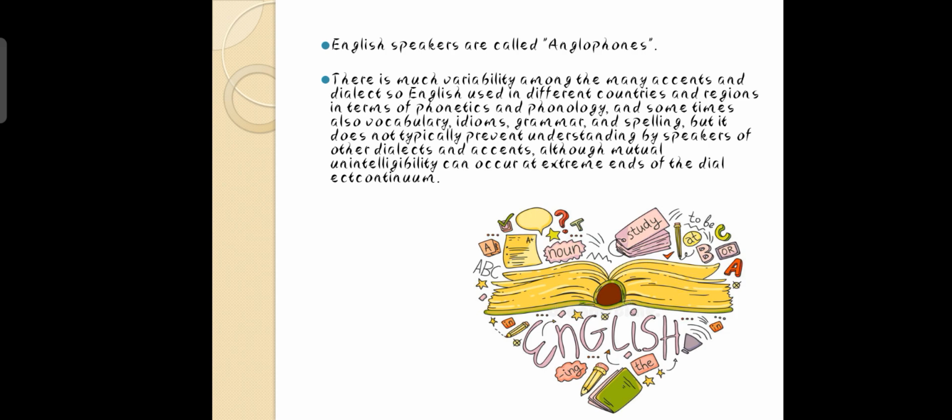There is much variability among these many accents and dialects, so English is used differently in different countries and regions in terms of phonetics and phonology, and sometimes also vocabulary, idioms, grammar, and spelling, but it does not typically prevent understanding by speakers of other dialects and accents, although mutual unintelligibility can occur at the extreme ends of the dialect continuum.